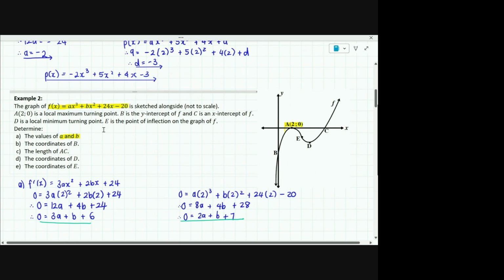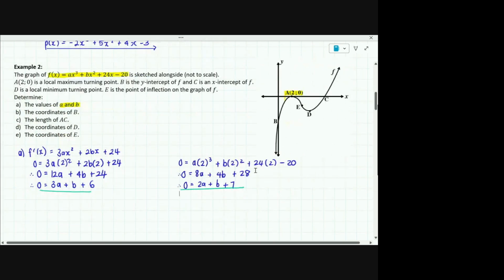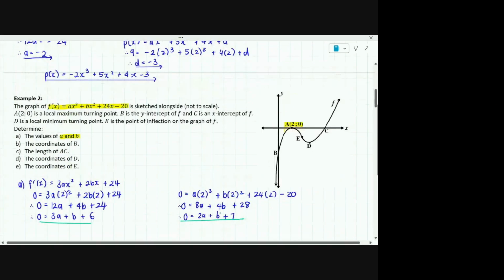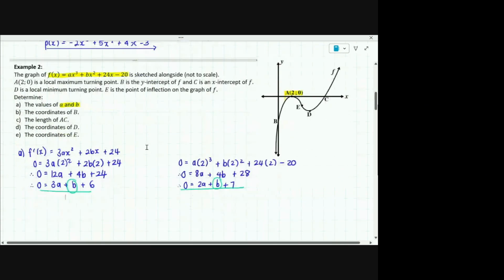Now, guys, how you choose to do this is up to you, and I've said this to you before. You pick the method that works for you. But because in both of these equations I have a positive 1b, I'm going to isolate b in both of them because then I can just equate them. So in this equation, b is equal to minus 3a minus 6. And in this equation, b is equal to negative 2a minus 7.